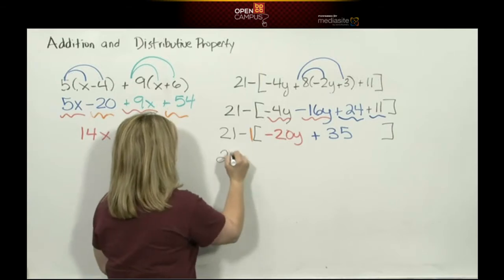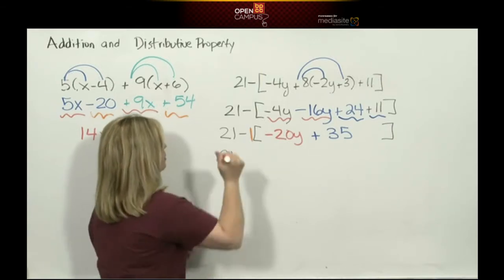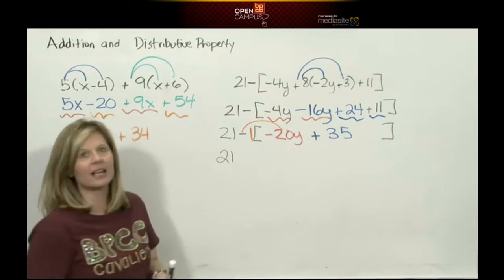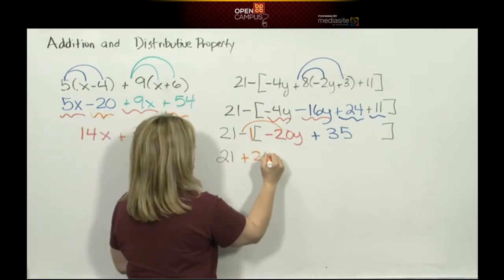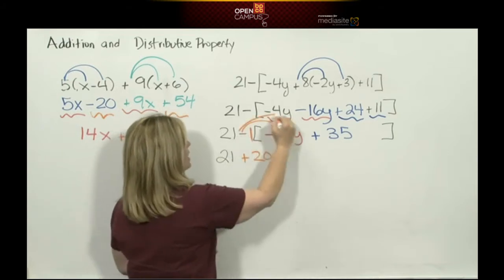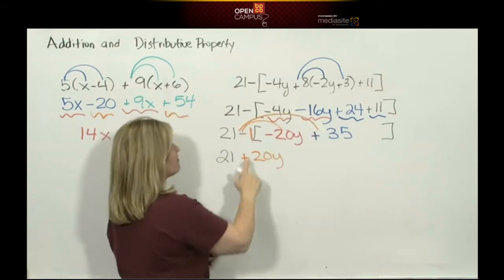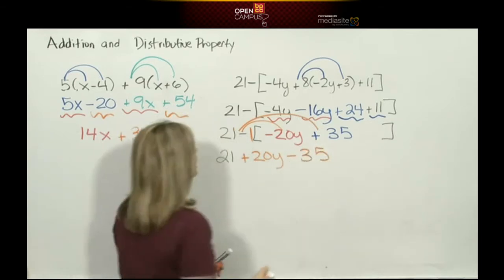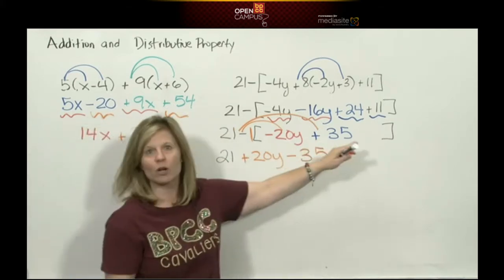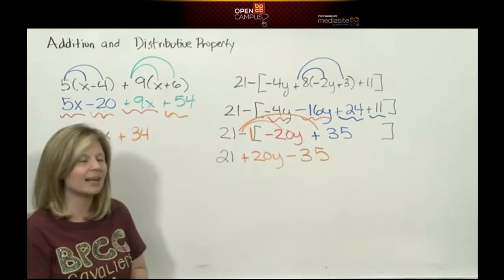So we're going to leave the 21, and now we're going to distribute. -1 times -20y. A negative times a negative changes to a positive 20y. What's -1 times positive 35? A negative times a positive is a -35. When you distribute, you get rid of your grouping symbols. Now my bracket is gone.